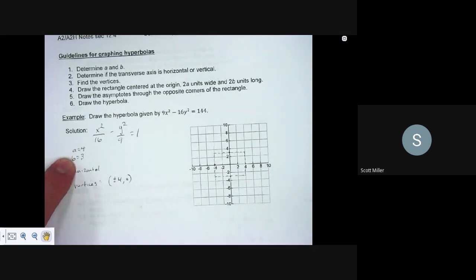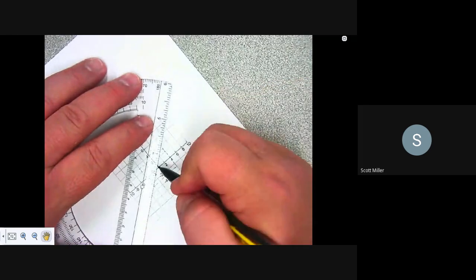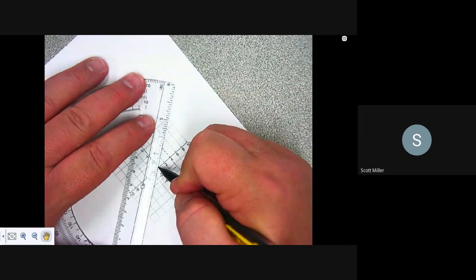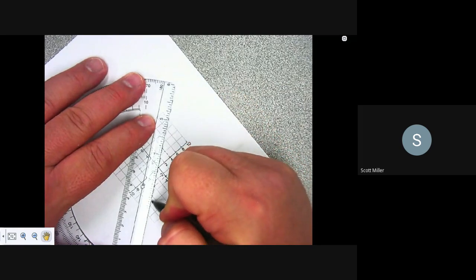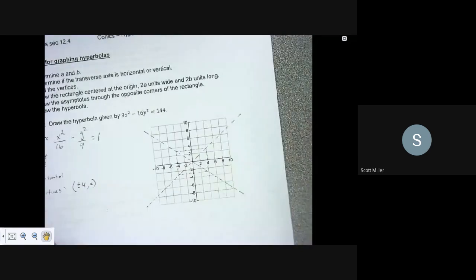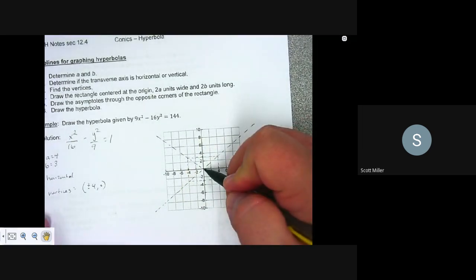What I can do now is take my ruler and connect the corners of this box through the origin, and draw that as a dotted line, because they are boundaries for the graph, they are not part of the graph. Draw that diagonal. Okay, so these are my two asymptotes.